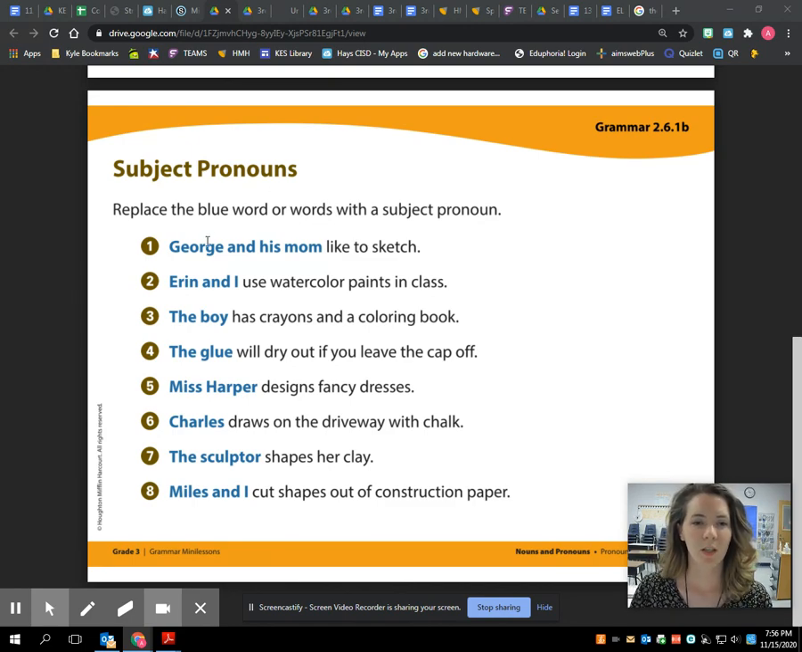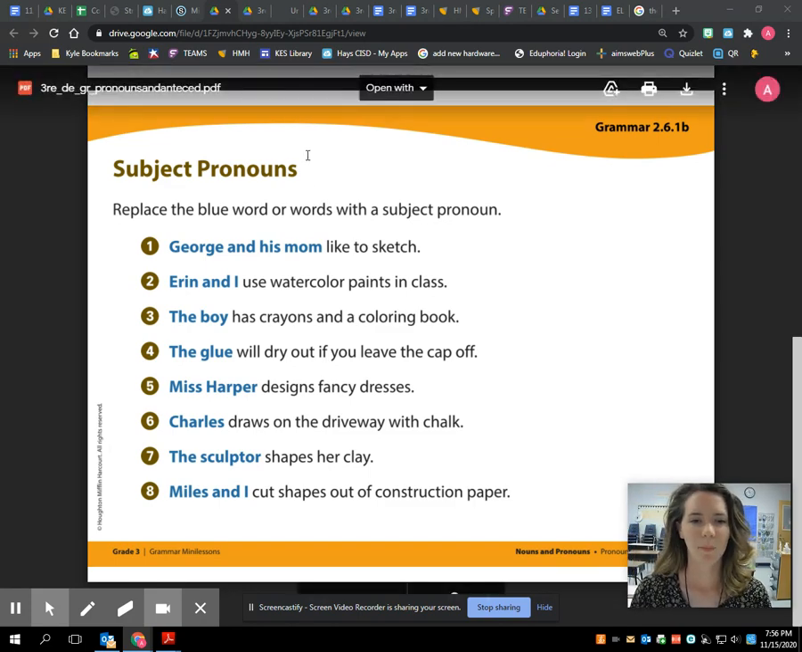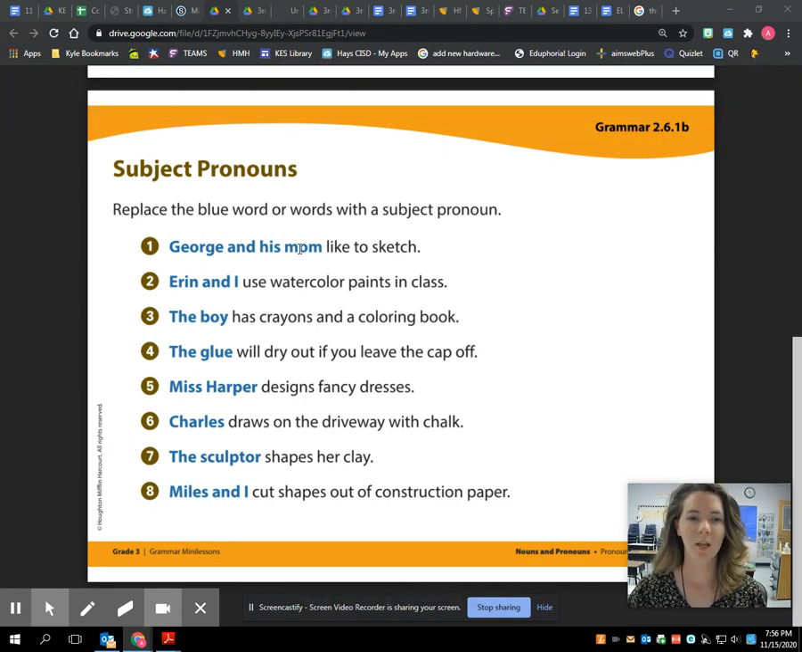So in this first one, George and his mom like to sketch. Who is that sentence about? George and his mom, so two people. So we need a plural pronoun. So he, she, it, they would be a plural subject pronoun. So instead of George and his mom like to sketch, we could easily just say they like to sketch.